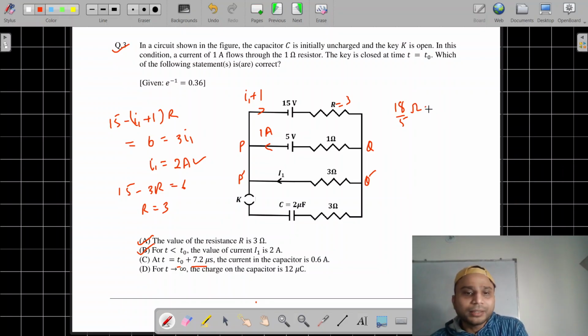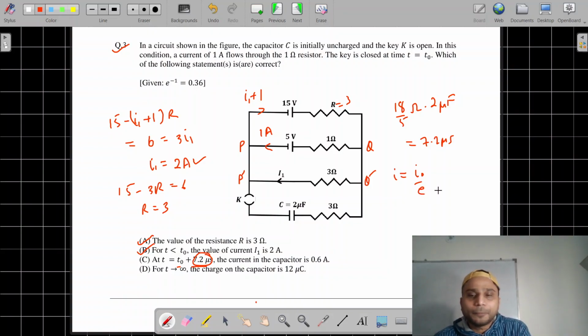We know that the time constant of our RC circuit is R into C, the capacitance being 2 microfarad. So this becomes exactly 7.2 microseconds, which is the time given in the question. So this is the time constant. At that time, the current in the circuit becomes 1 upon e times its maximum value.